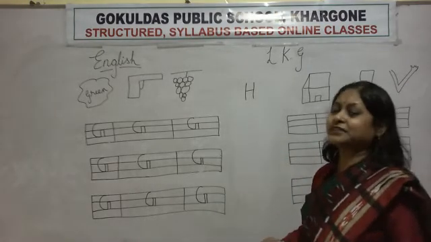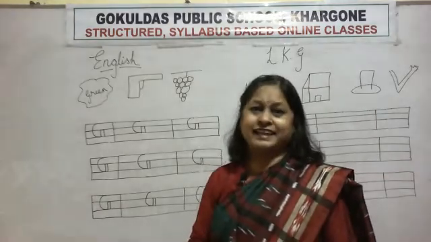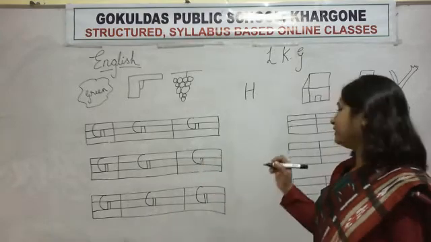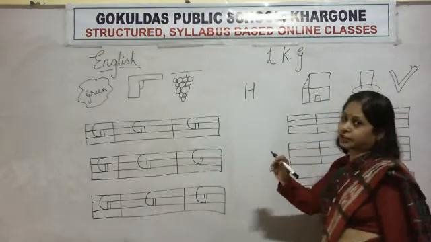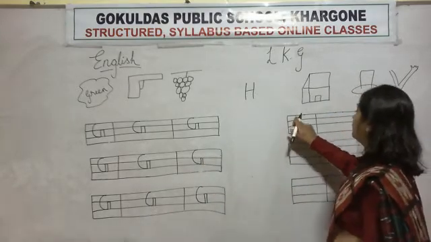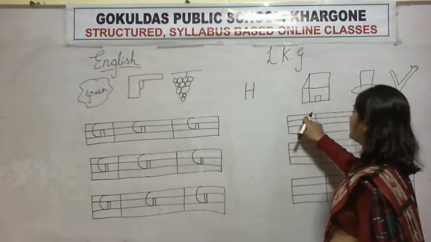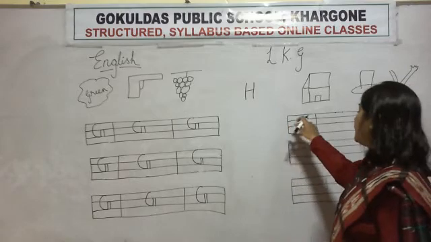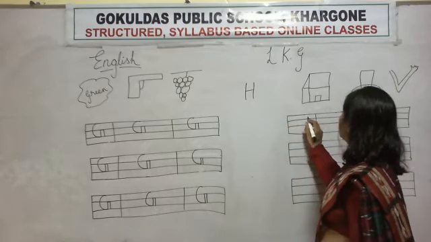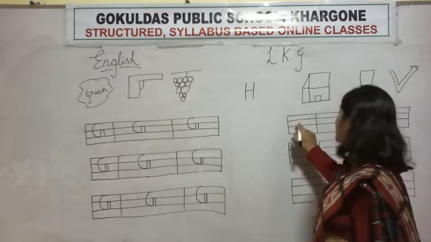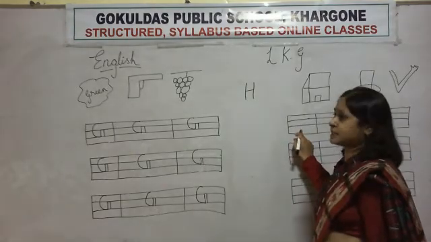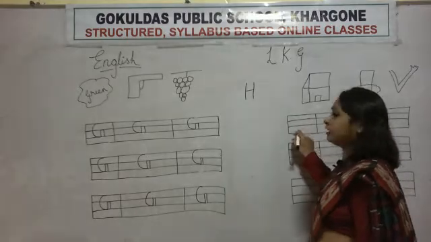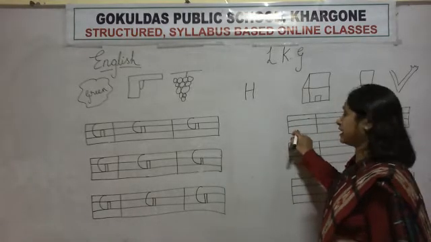How to write H? I know that you know how to write, but then also we will write here. Look here. 3 dots were given. 1, 2 and 3. How many dots were given? 3. Okay. 2 dots on the upper line and 1 dot on the base line.